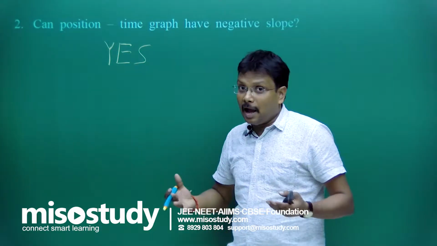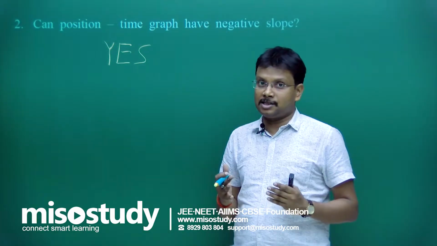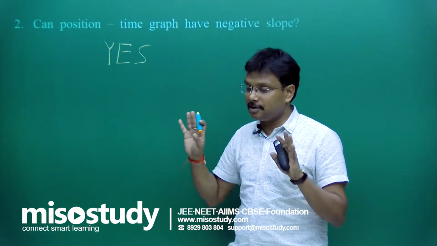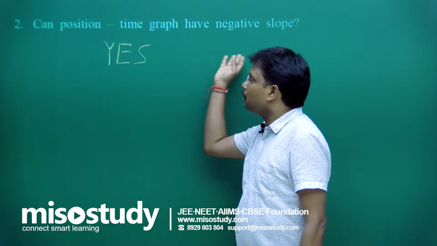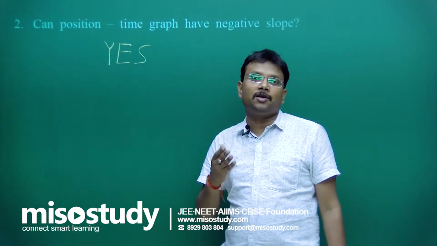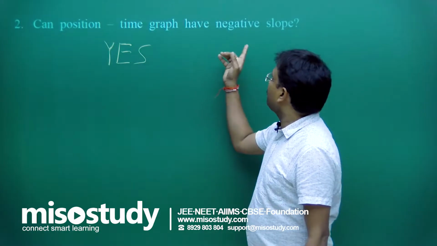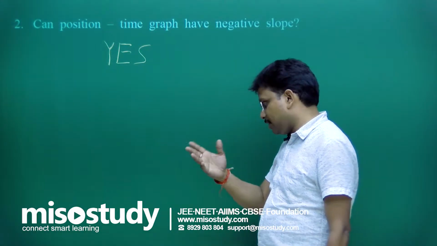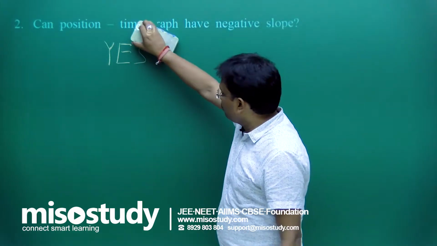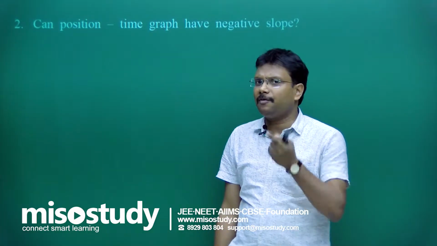Now because I have to explain the reason also, that is for your understanding, you need not mention it in the exam, and all these questions are based upon the theory which we already provided you in the form of various videos. Fine. So can a position time graph have negative slope? Yes, very much negative slope is possible. The reason being, if velocity is negative, then the slope of the position time graph can be negative.